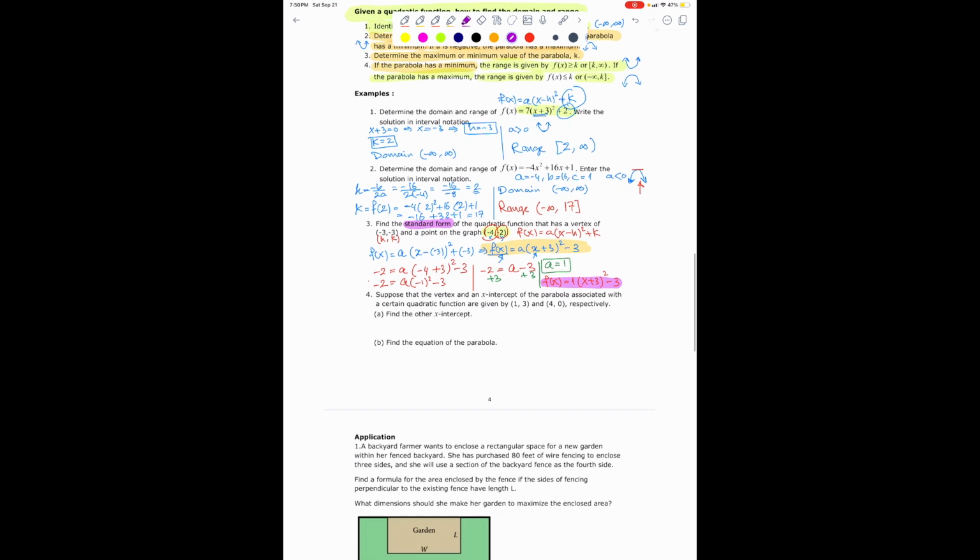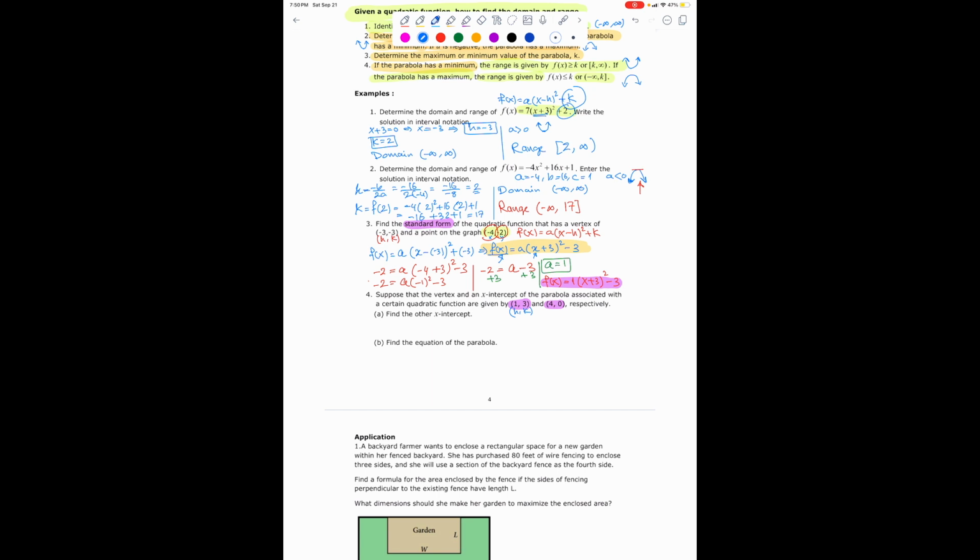Question number 4. Suppose that the vertex and the x-intercepts of the parabola associated with a certain quadratic function are given by (1, 3) and (4, 0) respectively, which means the first one is the vertex, that is h and k, and the second one is a point on the parabola. Find the other x-intercept. So we were given one x-intercept and we would like to find the other x-intercept.